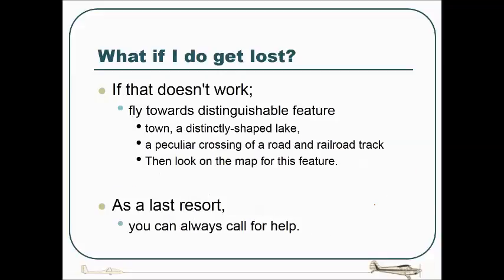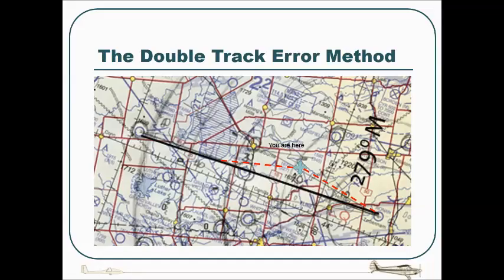Okay. So if that doesn't work, fly towards distinguishable features such as a town, a distinctly shaped lake, or a perpendicular crossing of a road or railway track. Then look on the map for this feature. So again, let's back up to the map for a second. Here's Luther Lake, directly south of Toronto Soaring. It's a fairly distinctive feature.